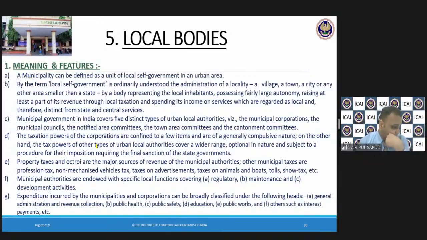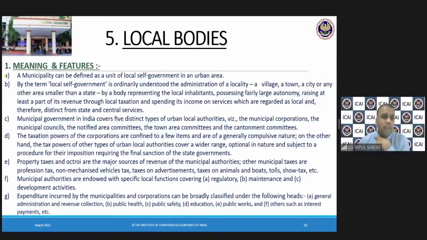Manish. Gram Panchayat, Municipal Corporation, Electricity Boards, and Nagar Nigam, Nagar Palika. Okay. Fine. So, meaning and features of local bodies.